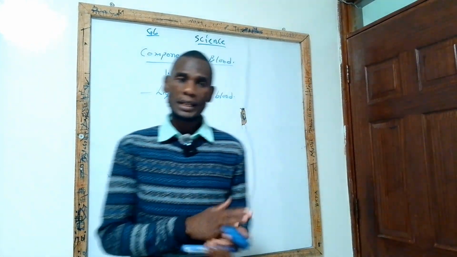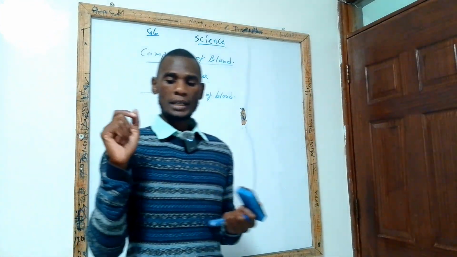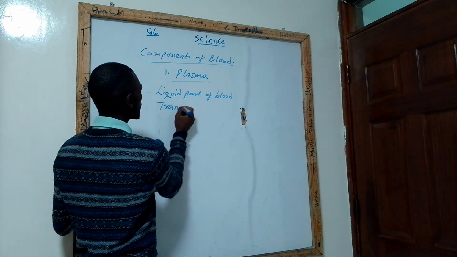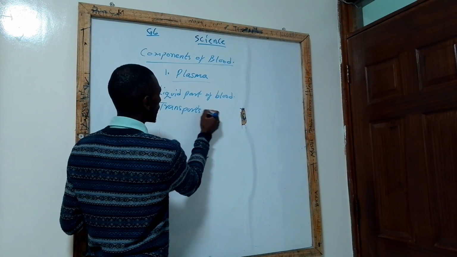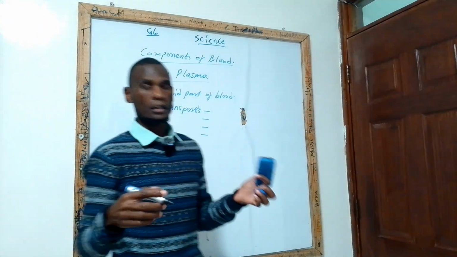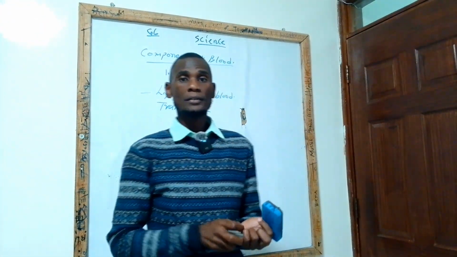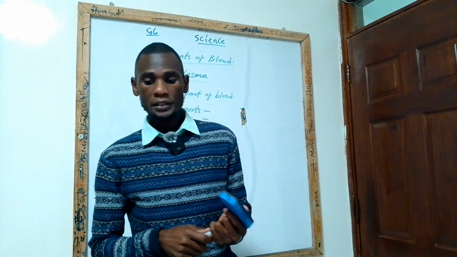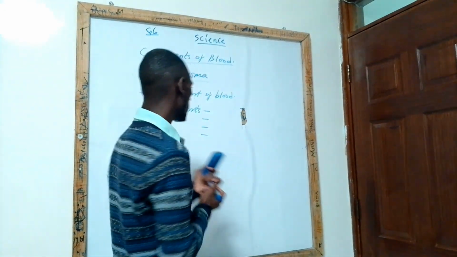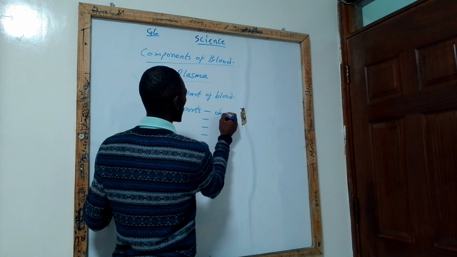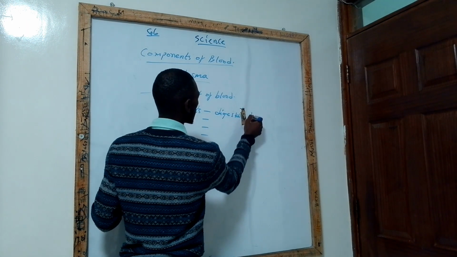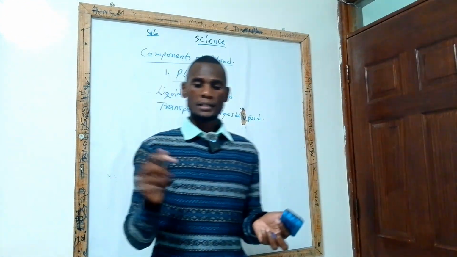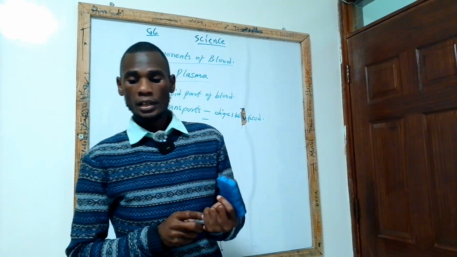Now, the main work of the plasma is that it is a means of transport. Because it transports different things, we have to list very specific things that it does. So one, it transports digested food. That is the first function of the plasma.